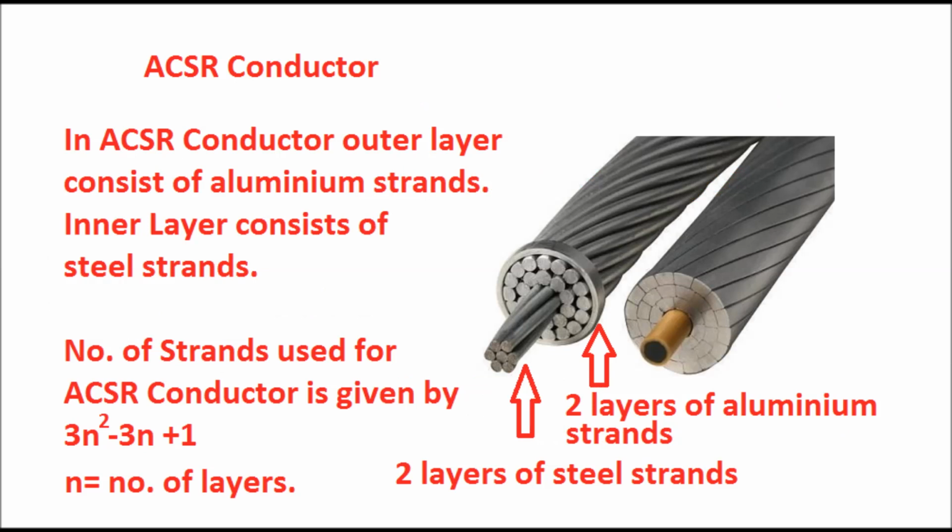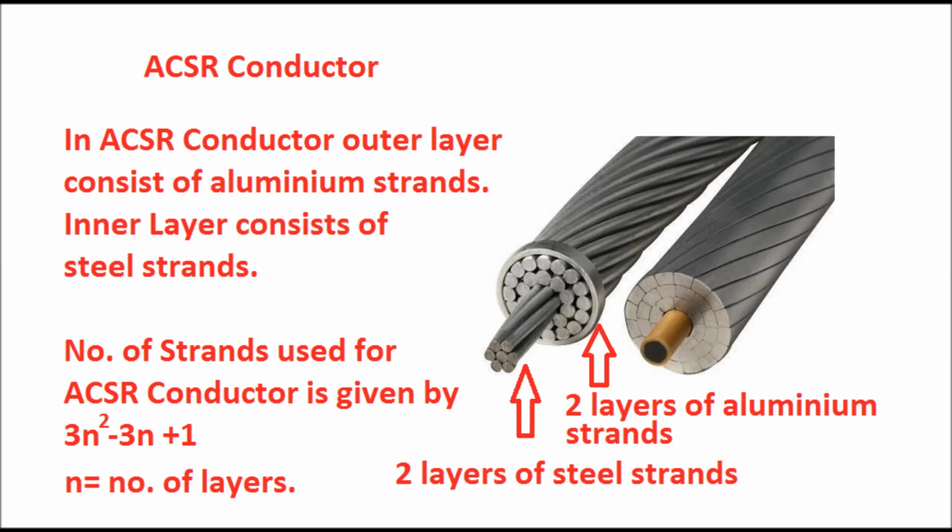So in an ACSR conductor, the outer layer consists of aluminium strands and the inner layer consists of steel strands. The number of layers varies depending on the type of ACSR conductor used for different types of transmission line, depending upon the voltage of the transmission line. The number of strands used in an ACSR conductor is given by the formula 3n squared minus 3n plus 1, where n is the number of layers. In the picture on the right side of this image, two layers of steel strand and two layers of aluminium strand are used.